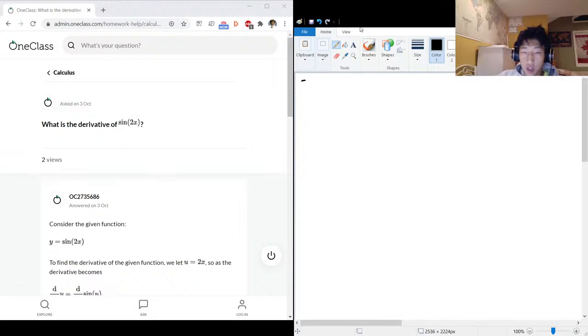Okay, so our question here: what is the derivative of sine, where the argument of sine is x multiplied by 2? It's really just asking us to do this: sine times 2, or sine of 2 times x.